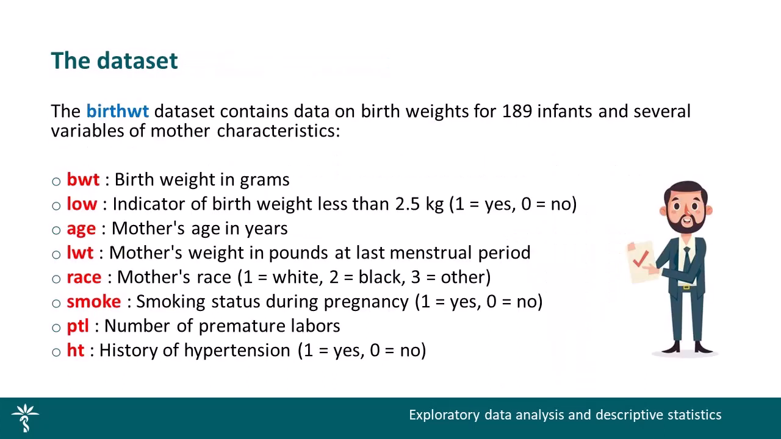The birthweight dataset contains data from 189 mothers and their newborns from a larger study on risk factors for low birth weight conducted at Bay State Medical Center in Springfield, Massachusetts in 1986. The following variables are included: the birth weight of the newborn in grams, a categorical variable, low, indicating if the newborn weighed less than 2.5 kilograms, the mother's age in years, the mother's weight in pounds, the mother's race, the smoking status of the mother during pregnancy, the number of premature labors, and the history of hypertension.